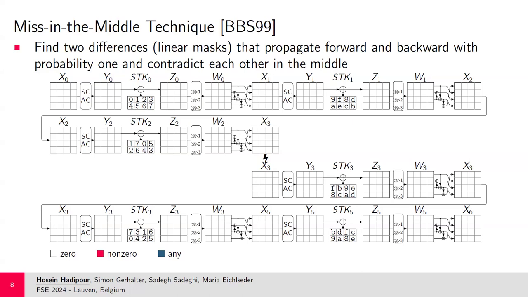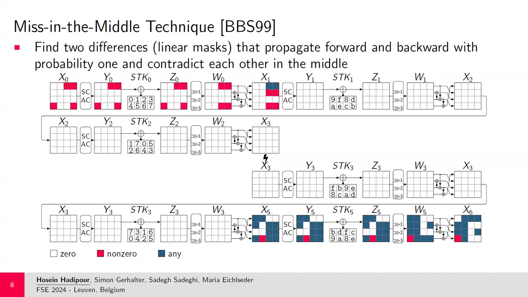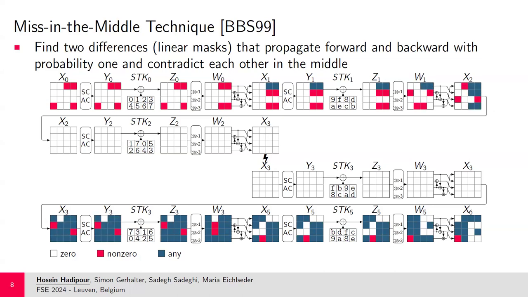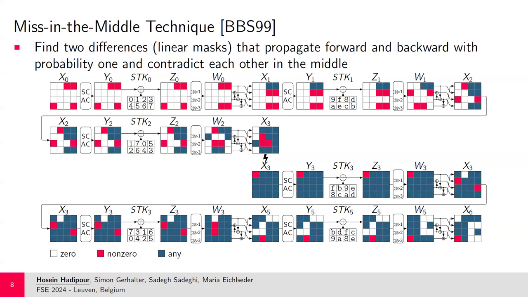This shape represents six rounds of the Skinny block cipher. We represent this box by SC, and the remaining operations are clear from the shape. Choose these two input-output differences. Assume that red represents non-zero difference, white represents zero, and blue represents any difference, zero or non-zero, don't care, unknown, right? And let's keep propagating forward and backward with probability one. If we do it for several steps, you will see that they contradict each other in step number three, X3.